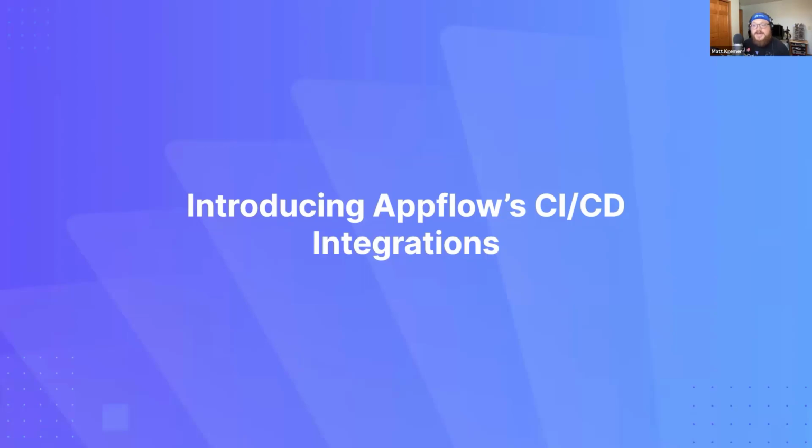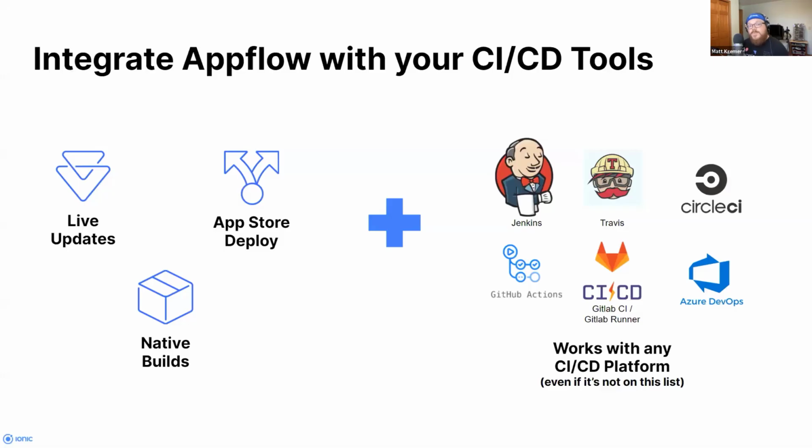So let's talk a little bit about how that works. What we're really talking about here is taking the 3 features I just went through, so live updates, native builds, App Store deployer, app publishing, and combining them with your existing infrastructure. So maybe you use Jenkins, Travis, CircleCI, GitHub Actions, GitLab CI, Azure DevOps. The list goes on. I think some of you filled out a survey before this webinar, and there were even a couple in that survey results that I do not have on this list. However, Appflow integrates directly with all of them.